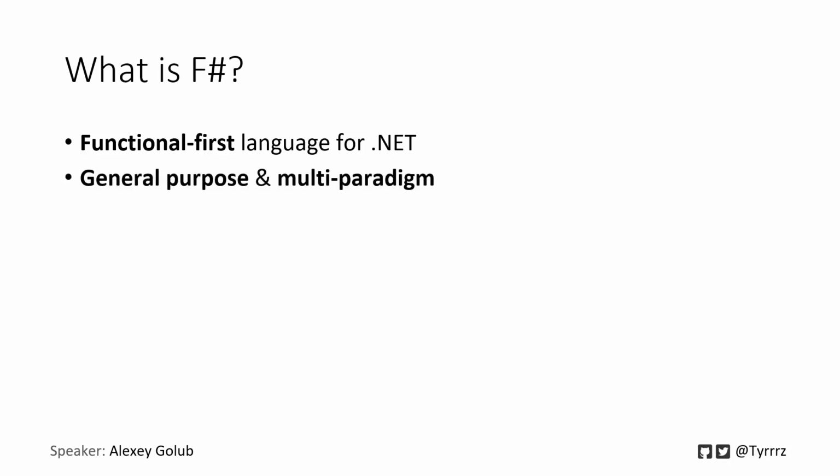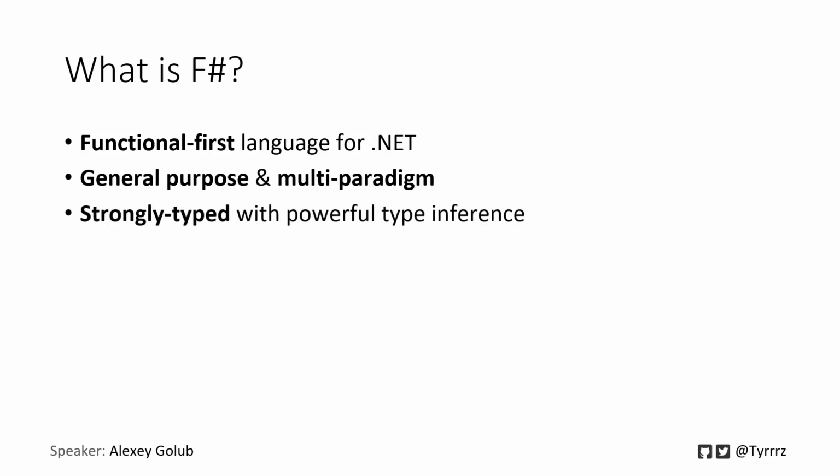Besides that, F# is also a general purpose language, and it's also multi-paradigm, which means that there is no limit to what you can build with F# or how you can do it. Similarly to C#, F# is also strongly typed, but it comes with a much more powerful type system that enables ubiquitous type inference. And what that means is that usually, most of the time, when writing F# programs, you don't even have to specify the types in your code because the compiler is able to infer them automatically.